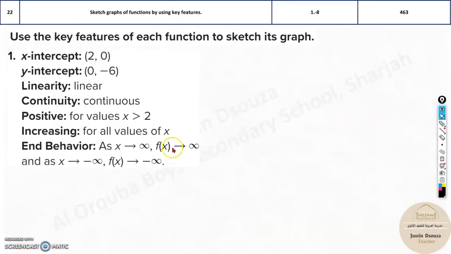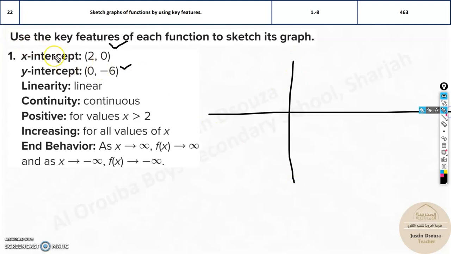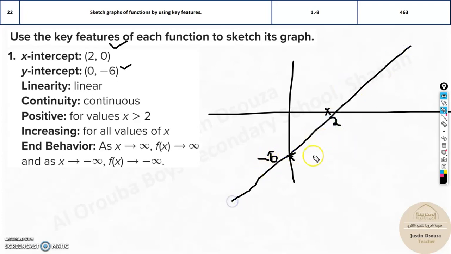It's about graphing. Now you need to sketch the graph, provided so much information is given. It is a very easy one because with just a few concepts you can easily get the answer. Say for example the x-intercept is given as 2 and 0. x is 2 and y is 0, somewhere over here. The y-intercept is 0 and minus 6. Draw a line passing through both the points on the scale. You will get this. Now, what else?